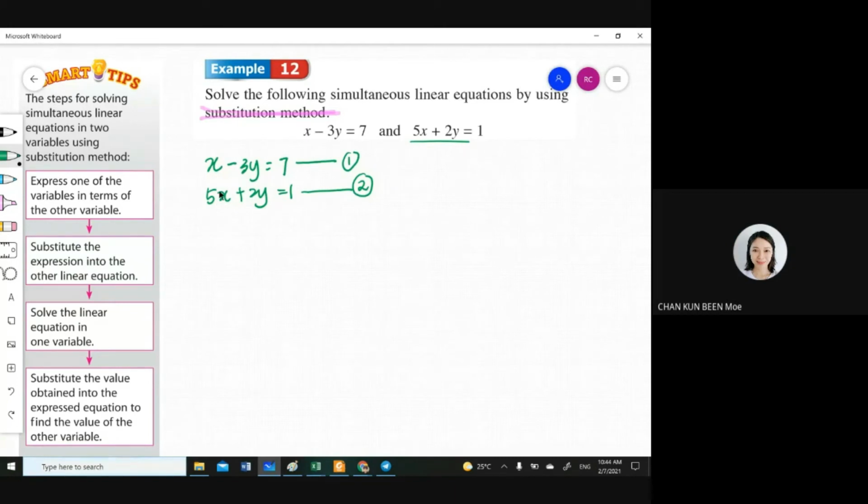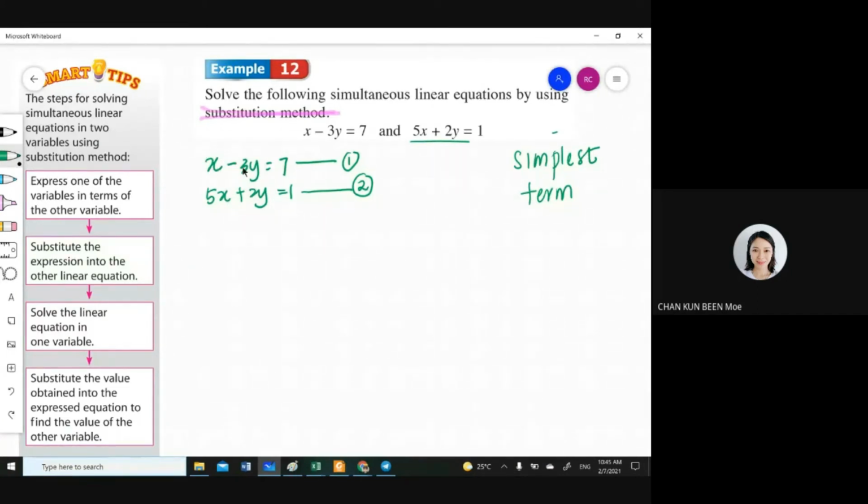So now if you look at the terms, hopefully you still remember the word term. For example, in this linear equation, we have 3 terms: 1, 2, 3. Same with this one: 1, 2, 3. Now you identify which one is the simplest term. Simplest maksudnya paling mudah. Simplest term yang ada variable. So you have to compare x, 3y, 5x, 2y. Which one is the simplest term? Simplest is x because the value is 1. Okay, that is the clue.